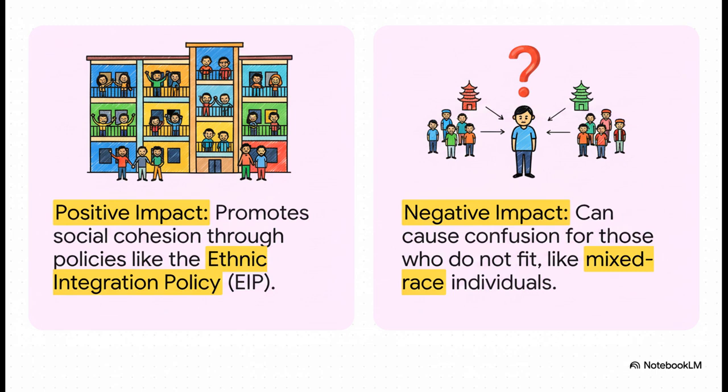Well, you've got options. You could give another positive impact, maybe talk about the ethnic integration policy and how it encourages mixing. Or, to show you're thinking critically, you could bring up a negative impact, like how it might be confusing for people of mixed heritage. Either way, as long as you use the PEI structure, you're on the right track for full marks.